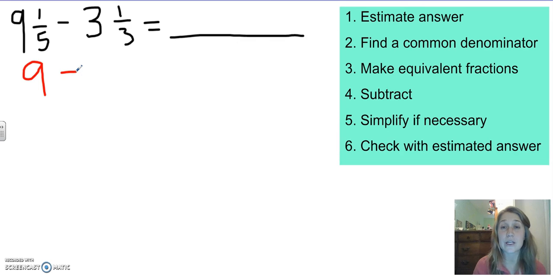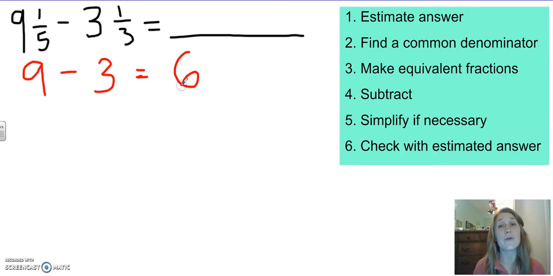3 1/3 is what I'm going to round next. When I look at 1/3, I have 1 out of 3 pieces. That's very close to having no pieces at all, just my wholes. So I'm going to round 3 1/3 to just 3. 9 minus 3 equals 6 wholes. So I know that my answer should be around 6 wholes, reminding myself that I rounded down both times.